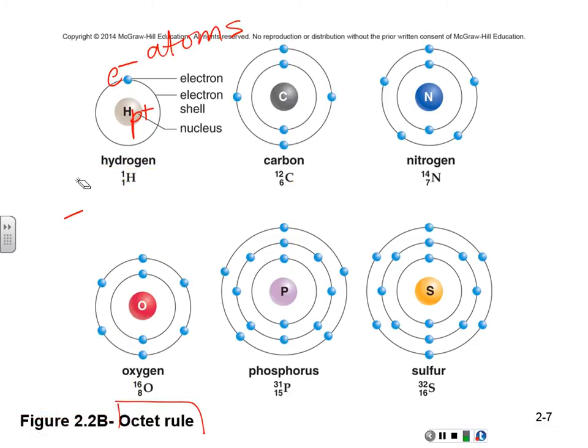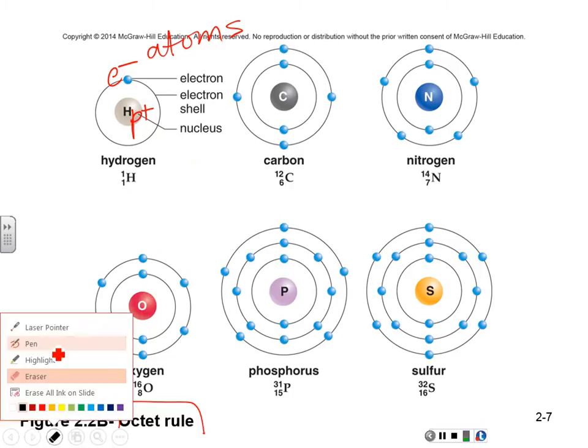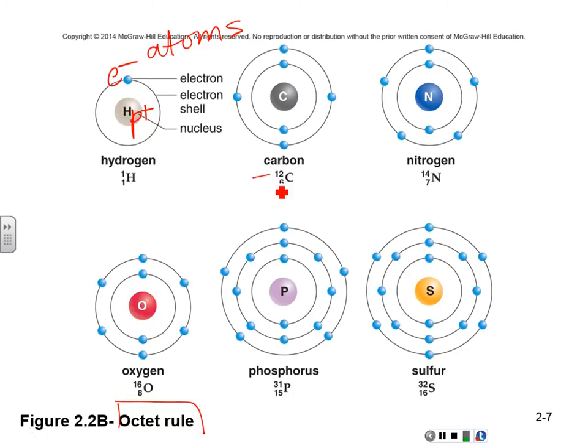Let's just do a couple more to make sure we understand. So this is the mass, and this is the atomic number. So there's 6 protons, there's 6 electrons, and 12 minus 6 is 6, so there are 6 neutrons.